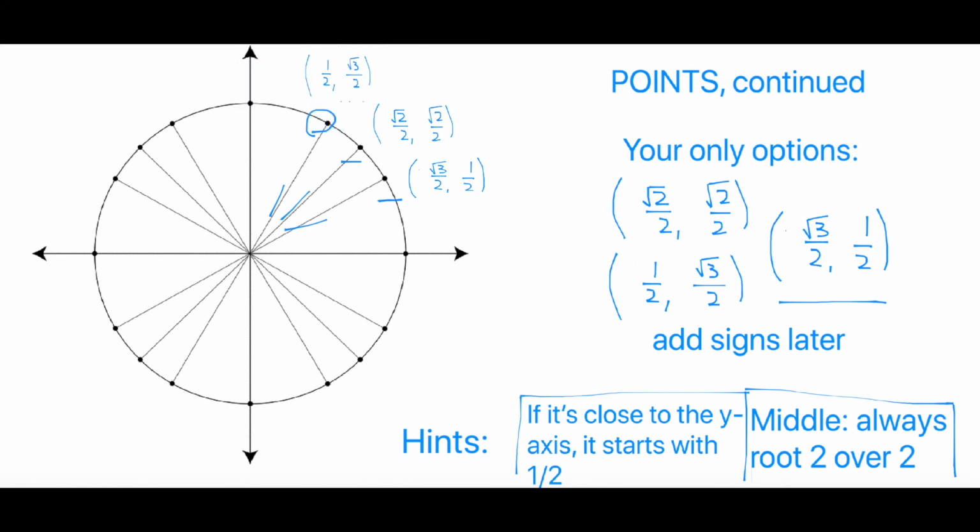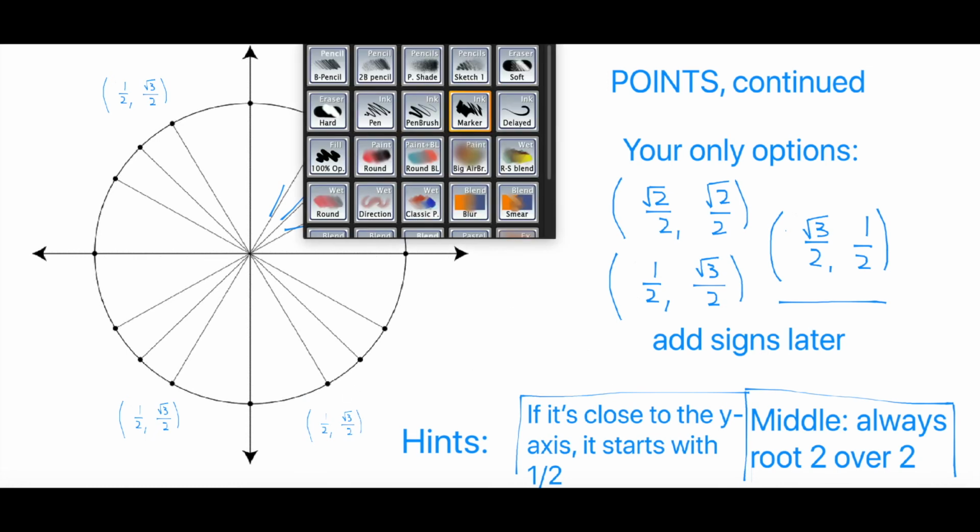So let's continue. If it's close to the y-axis, it starts as the 1/2. Okay. So let's see, this point is close to the y-axis, right? This point is also close to the y-axis. And this point is also close to the y-axis. Now, add the signs later. Let's add the signs to these.